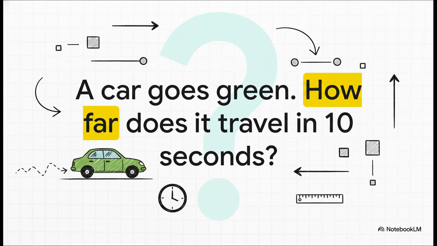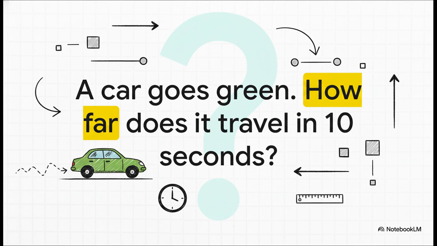So, picture this. It's a super simple everyday situation, right? A car at a red light, the light turns green. But how would you figure out the exact distance it travels in, say, 10 seconds? It's a real puzzle, isn't it? And I promise, by the time we're done here, you're going to have the exact tools to solve it.